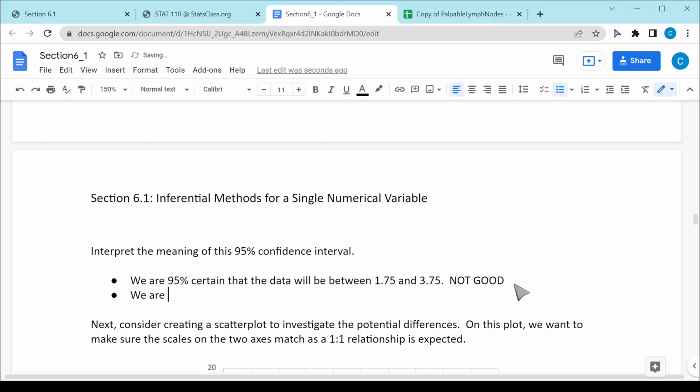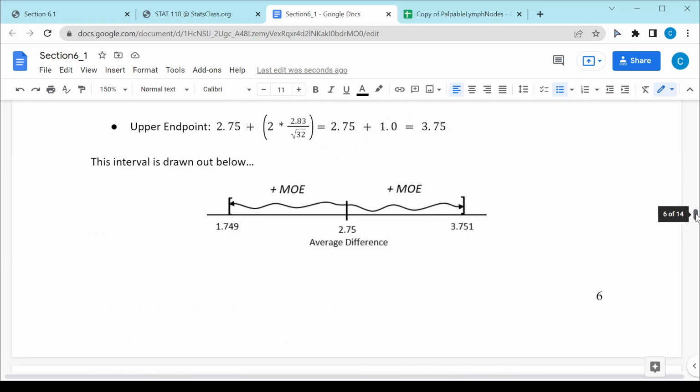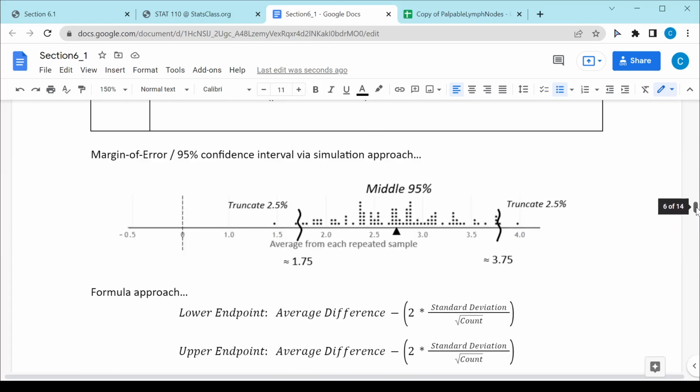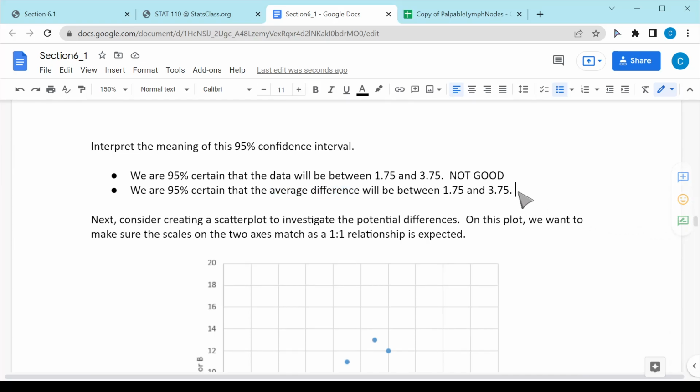We are 95% certain that the average difference will be between 1.75 and 3.75. So now I'm talking about the average difference, and I'm giving you an idea that it's going to be in that range. But we can do a little bit better. So this is better, but not best.